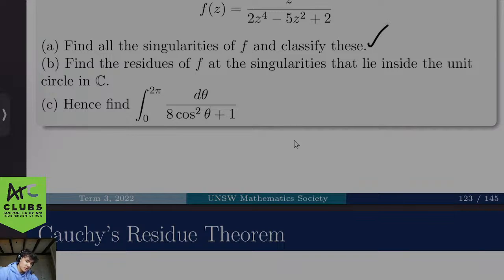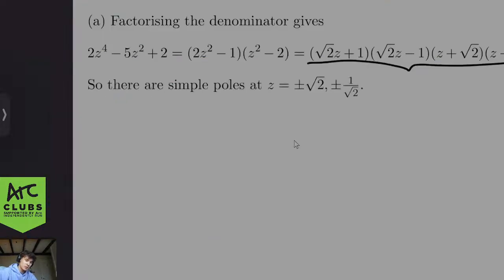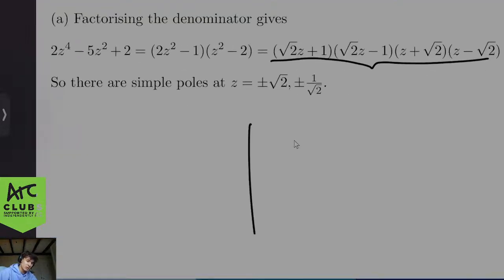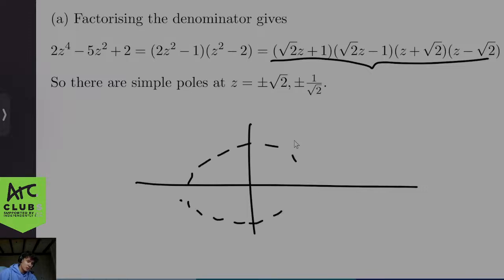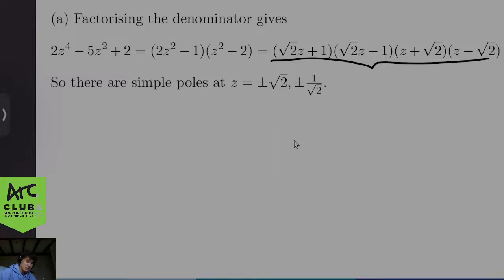Now find the residues of f at these singularities that lie inside the unit circle. So we're only interested in the ones that lie in the unit circle. And if we look at our unit circle, root 2 is not on our unit circle, but 1 over root 2 is. So we're only interested in these ones.